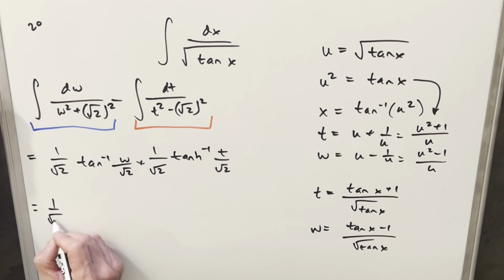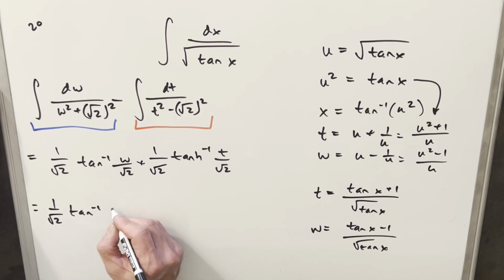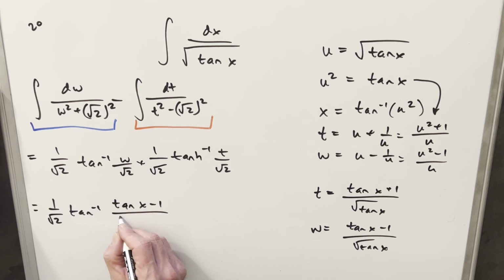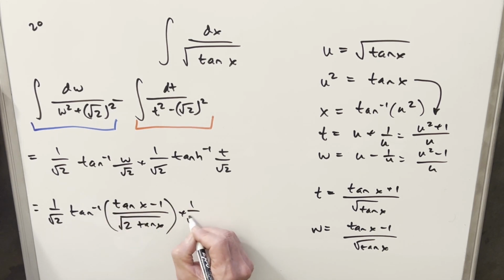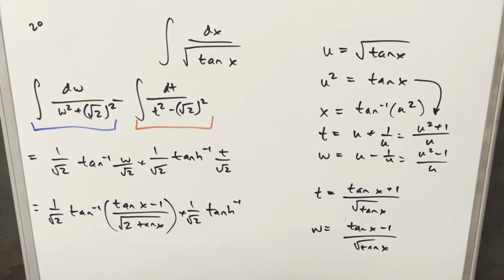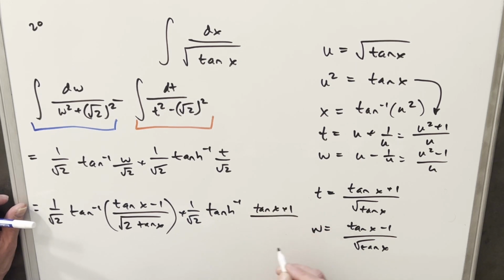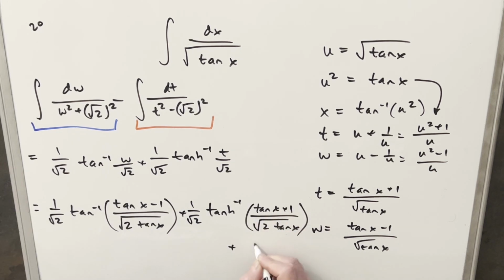So we're going to have here 1 over square root of 2 arctan. Now I'm going to pull this square root of 2 into the denominator here for the w values. This is going to end up being tan x minus 1 over square root of 2 tan x. Same kind of thing over here. We're going to have our hyperbolic inverse. And then for our t value, we get this tan x plus 1 over square root, again bringing in our 2 tan x. And we'll just put a plus c on it, and that's it.